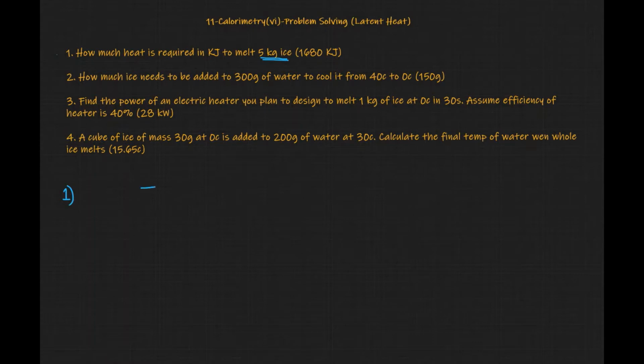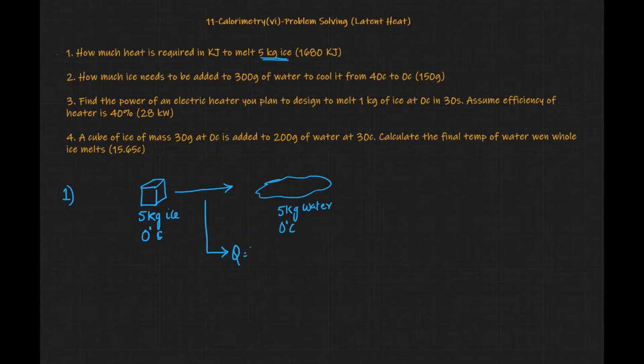Always represent the given information in the form of a diagram. So 5 kg ice. I know this is too simple a problem, but still, as a habit, it's a good idea. So this is 0 degrees Celsius. You want to convert it into water of 5 kg at 0 degrees Celsius. And we know that Q equal to M into L.